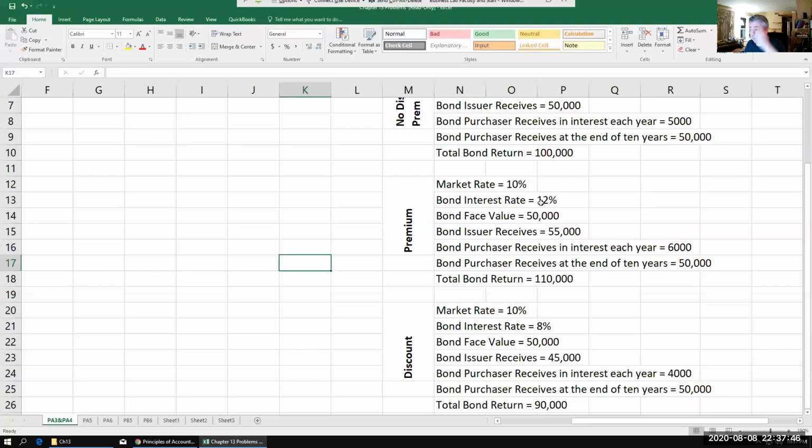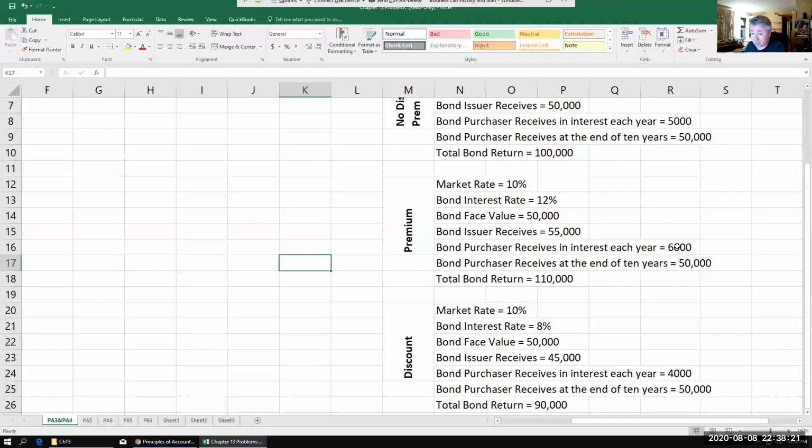Because we have 12% interest, we're going to be paying a little bit more each year. In this case, 12% of $50,000 is $6,000. We'll do that over the course of 10 years. And so each year you're paying $6,000 instead of $5,000. At the end of the 10 years, again, you've issued the bond. It's a $50,000 bond. That's all you're paying back. You don't pay back $55,000. The $5,000 is simply the premium. At the end of the 10 years, you pay back $50,000.